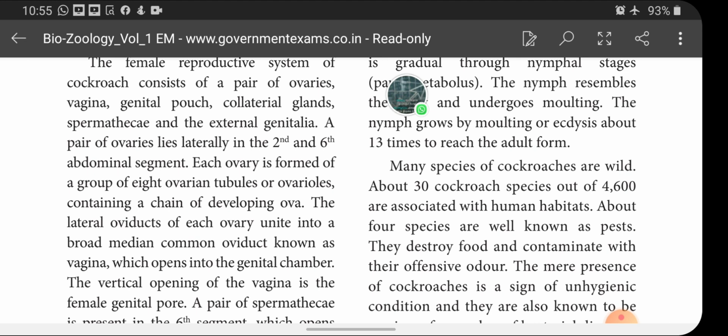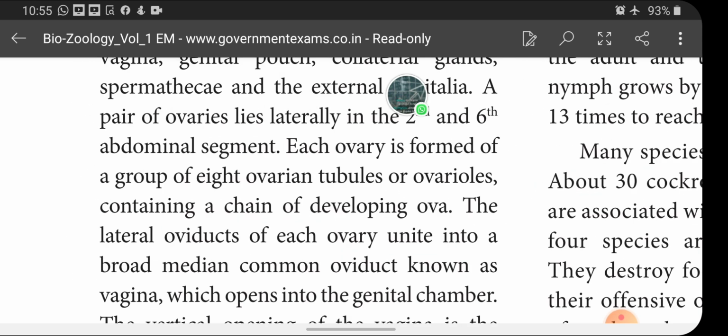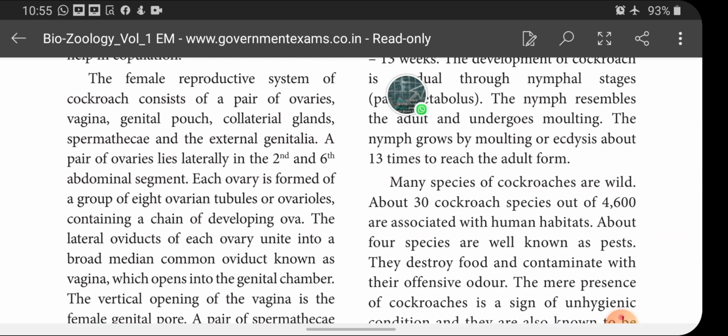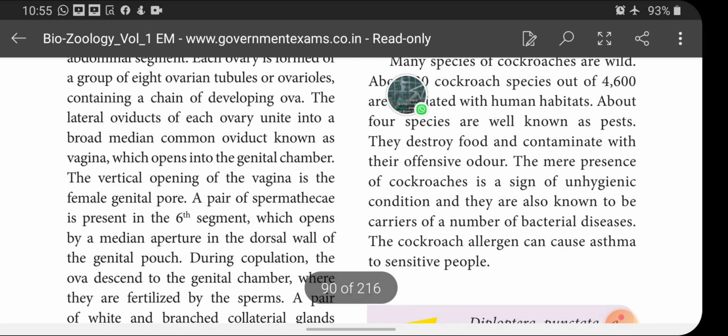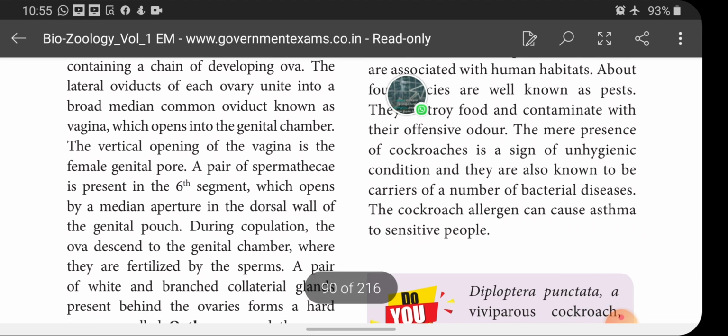The lateral oviducts of each ovary unite into a broad median common oviduct known as the vagina, which opens into the genital chamber. The vertical opening of the vagina is the female genital pore. A pair of spermatheca is present in the sixth segment, which opens by a median aperture in the dorsal wall of the genital pouch. During copulation, the ova descend to the genital chamber where they are fertilized by the sperm.